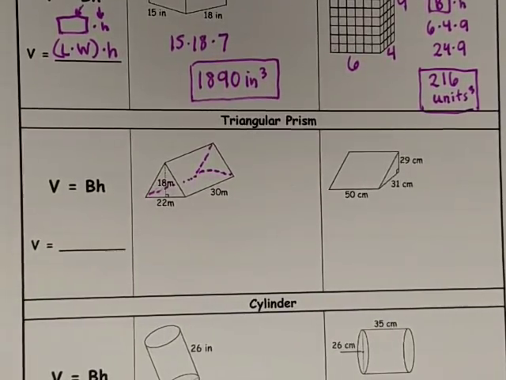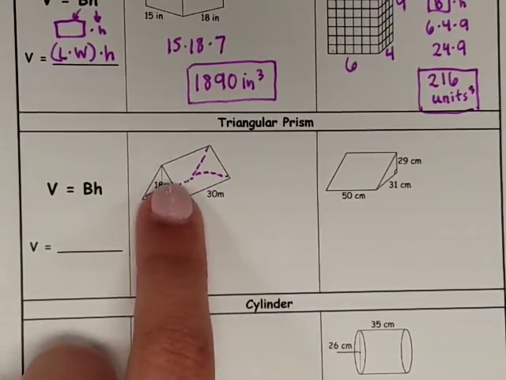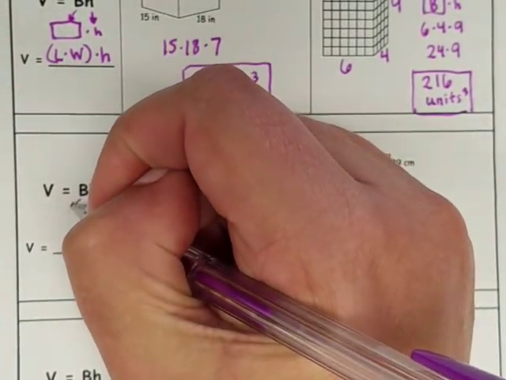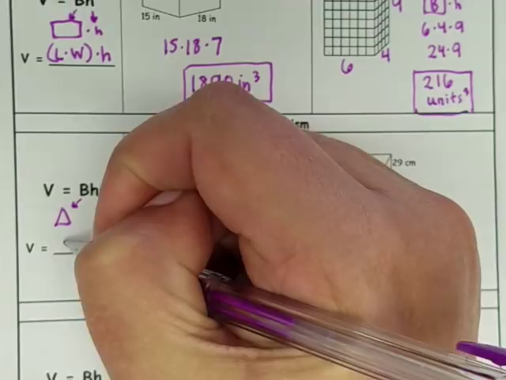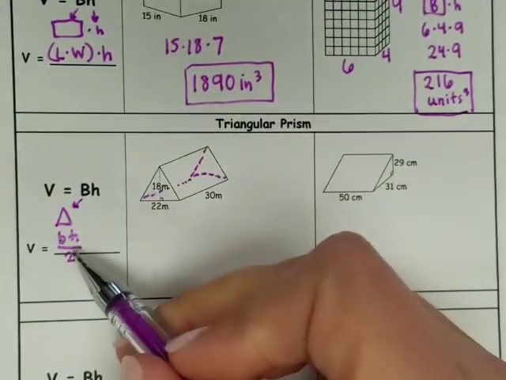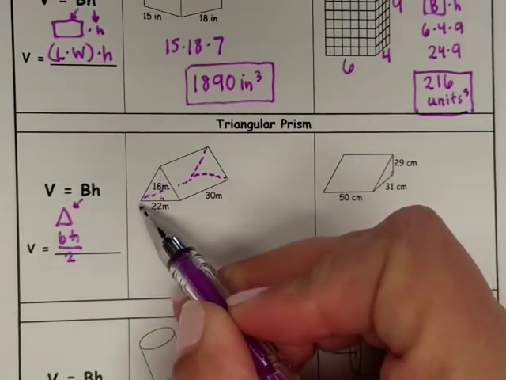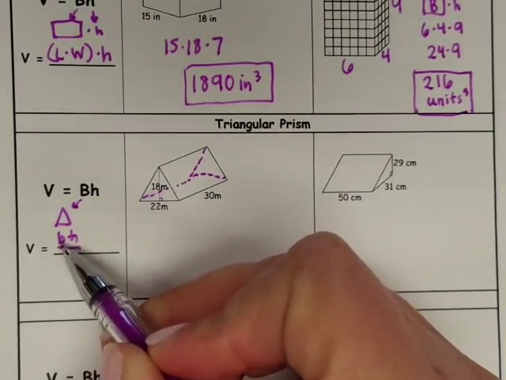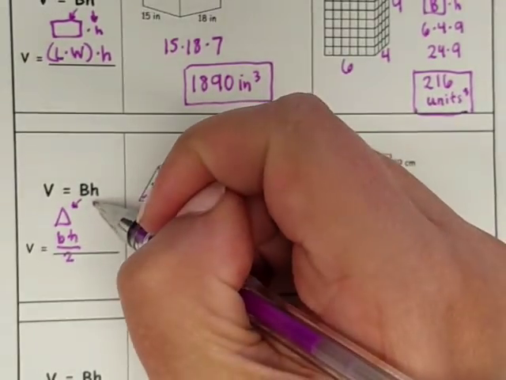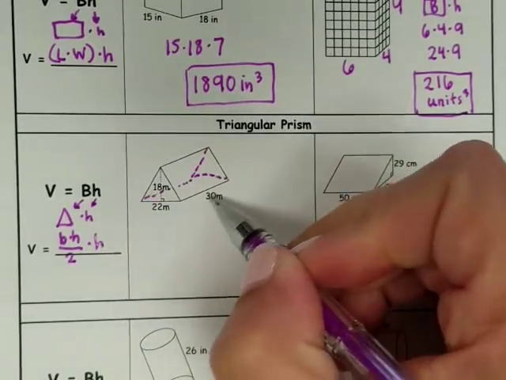All right, the next shape that we're going to practice is triangular prisms. So the base shape is a triangle. The area of a triangle is base times height divided by 2. What we really mean is not the base of the shape, we're talking about the base of the triangle. That's why I used a little b and not a big B. Then you just bring down your height and multiply times the height of the prism.